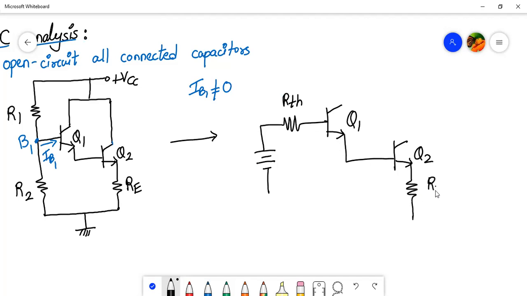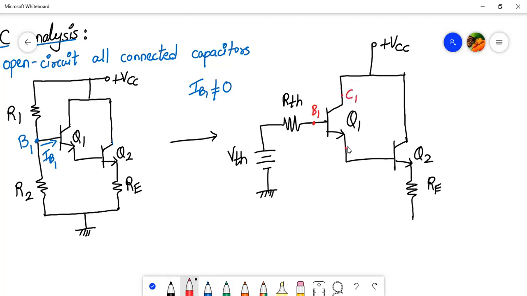You have a resistor RE from here, and their collector terminals are tied together. So let's tie their collector terminals together, and that is connected to VCC. All right. And here we will have VTH and RTH. Now we know VTH and RTH. Let me mark the terminals over here. This is base 1, collector 1, emitter 1. This is base 2, collector 2, emitter 2. Let me add the ground also over here.